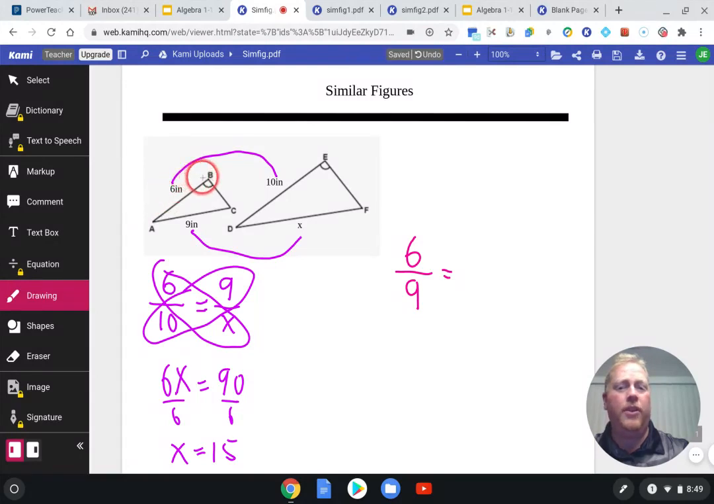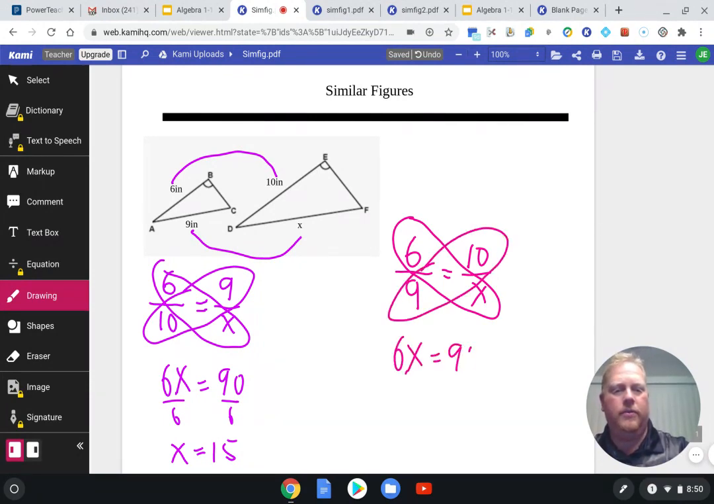So if I start that pattern 6 inches compared to 9 inches, then over here on this similar figure, I need to do the same thing. This side, the 10 inches, compared to the x. So it's a different looking proportion, but when we solve it, I get 6 times x equals 9 times 10. Divide by 6 on both sides, I get the exact same answer.